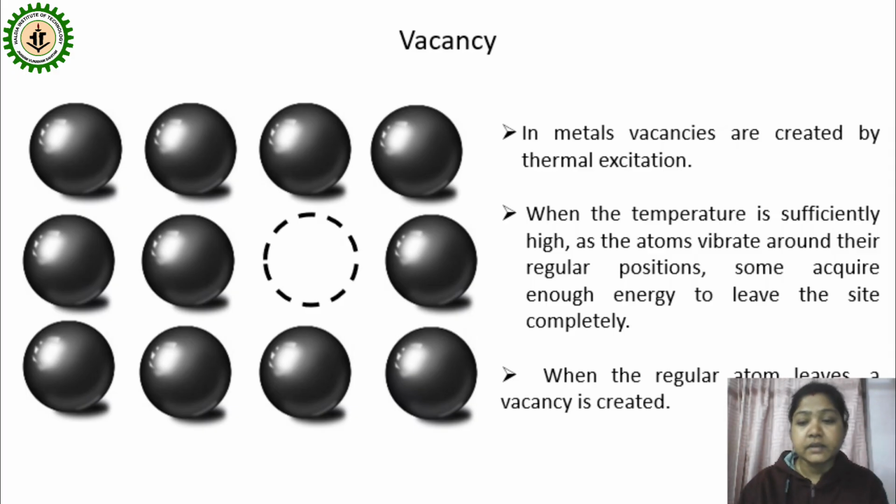So when a regular atom leaves its regular site, then the vacancy is created. Now this vacancy is actually thermodynamically stable. If an atom is missing there, then how can it be stable? This is thermodynamically stable because the atom can be situated at some other place. The atom cannot go beyond its lattice, it sits at some other place. So a vacancy is created, and that's why it is called a vacancy.